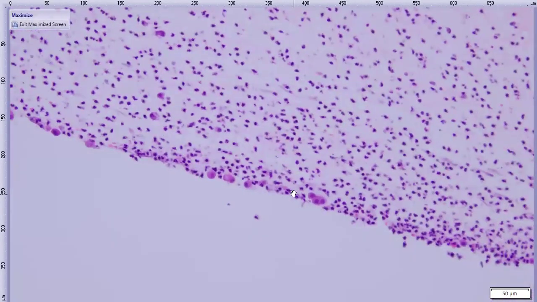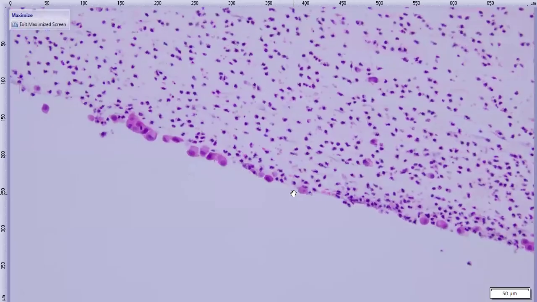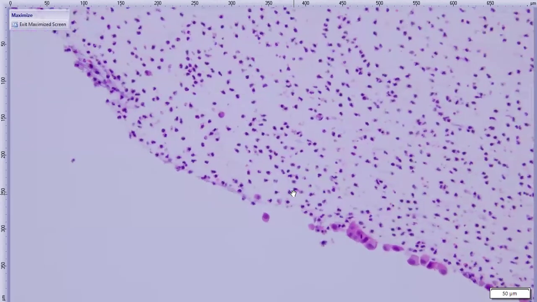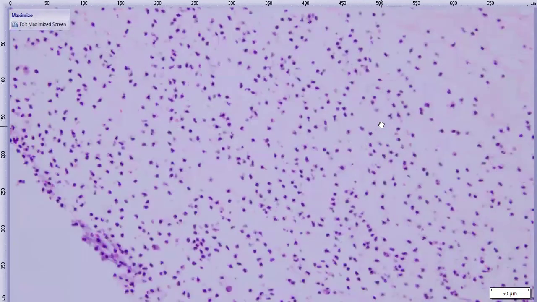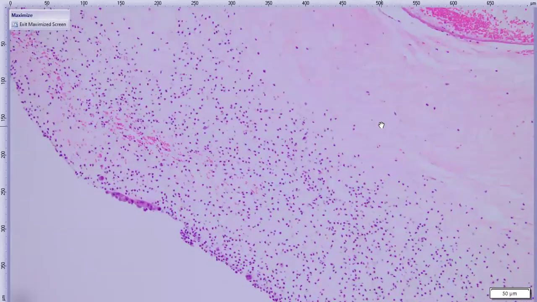So I think this might be collagenolytic, but it's a little hard to fully confirm it histologically. It's a very interesting appearance. The corneal stroma is almost gone. It's hard to pick out any of those collagen bundles of the corneal stroma in this area. So those are the main findings.